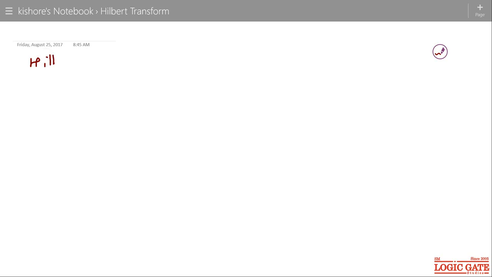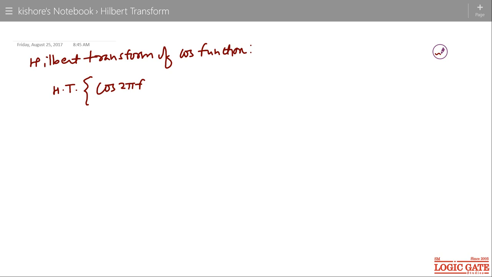Hilbert transform of cos function. We have to find the Hilbert transform of cos 2 pi FCT. Cos 2 pi FCT is a cosine function.